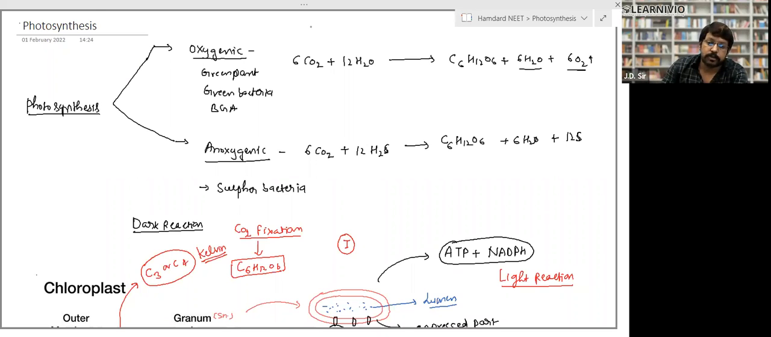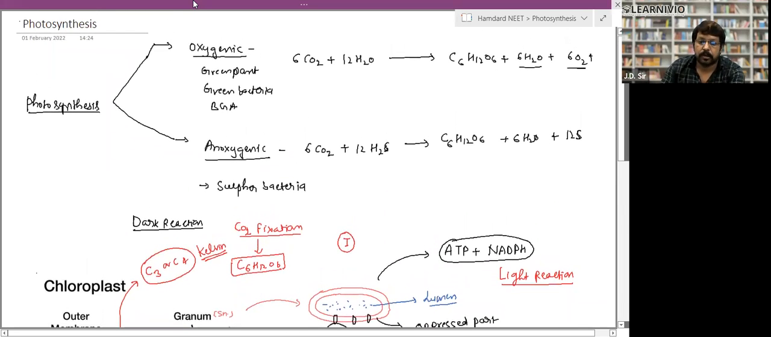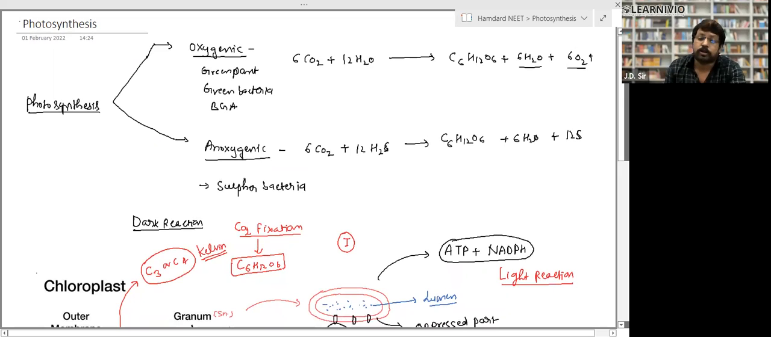So the photosynthesis process is of two types: oxygenic and anoxygenic. What does it mean? Oxy means oxygen, genic means production. So the process of photosynthesis where production of oxygen takes place, we call oxygenic photosynthesis. Generally, this type of photosynthesis takes place in green plants, green bacteria, and blue-green algae. What is oxygenic photosynthesis?